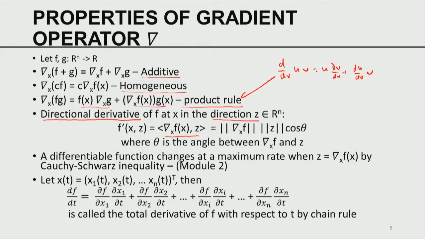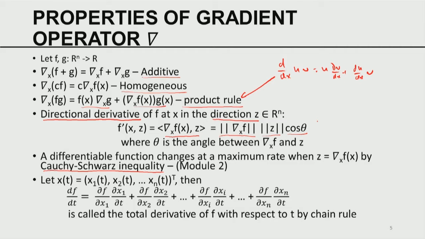By Cauchy-Schwarz inequality, this inner product is equal to the norm of the gradient times norm of z times cosine theta. Theta is the angle between z and the gradient. You can readily see that. So Cauchy-Schwarz inequality we already saw in the previous lectures. So this is essentially an application of Cauchy-Schwarz inequality that tells you how the magnitude of the directional derivative can be obtained by computing these.